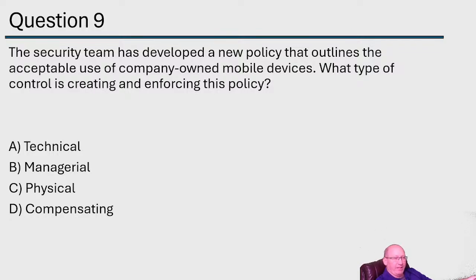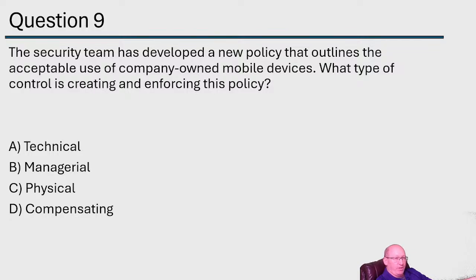All right. Then we have managerial control. Managerial usually outlines policies, procedures, and that kind of thing. And we can see here that a new policy is in the works. So managerial, I think, would be better than technical. I really do. Let's stick with B as our front runner for now. Then we have C, physical control. I'm not seeing gates. I'm not seeing fences. I'm not seeing anything like that. So probably not a physical control.